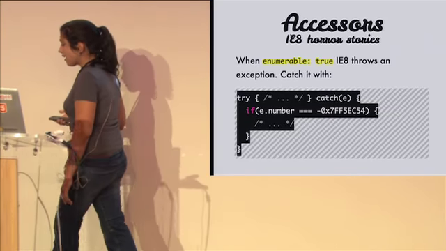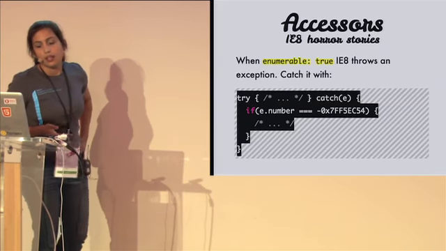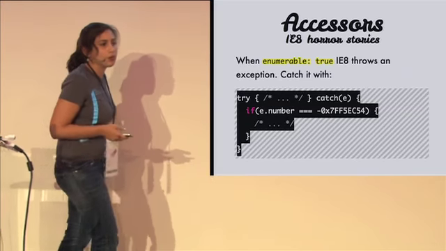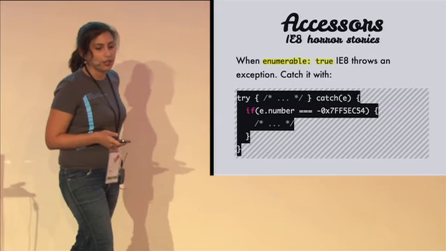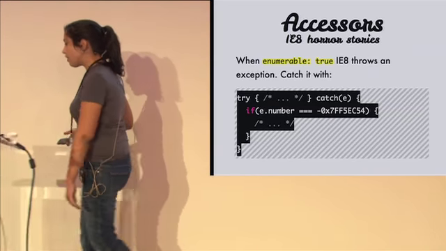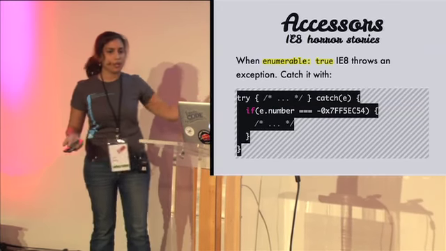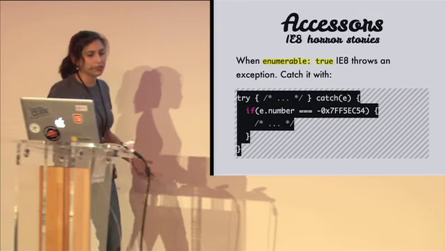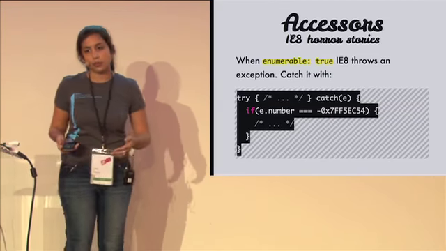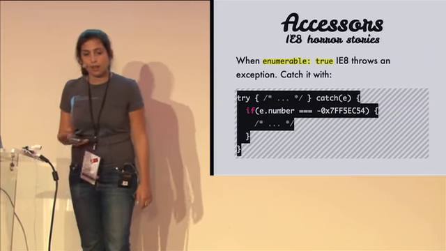Also, IE8 has this other problem with defineProperty. If you try to use enumerable true, it will throw an error, which you can catch with this weird code, and the solution to that is just to try to apply the accessor again without the enumerable true. Just set enumerable to false and try again.